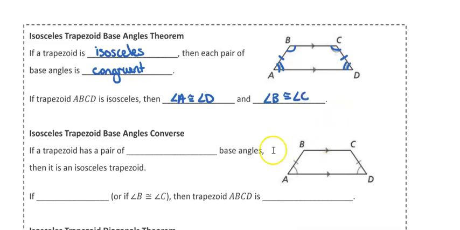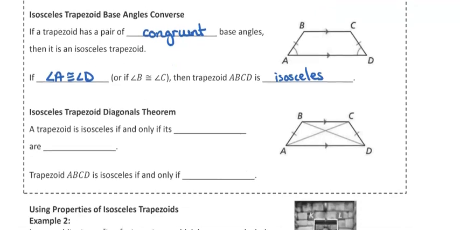Now, the isosceles trapezoid base angles converse says that if we know that a pair of base angles are congruent, then it is an isosceles trapezoid. So if we can prove that, for example, angle A is congruent to angle D, that is enough to prove that trapezoid ABCD is isosceles. Or we can use the other pair of base angles: if we know that angle B is congruent to angle C, then that is enough to prove that it is isosceles.